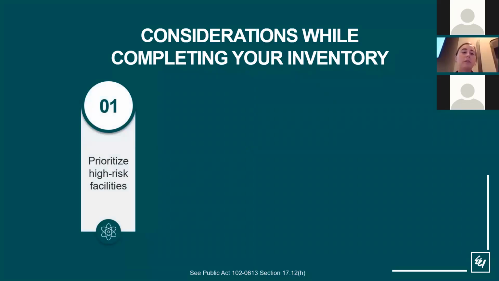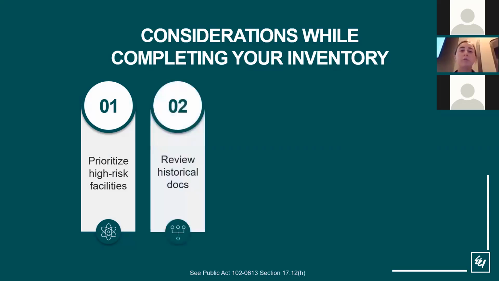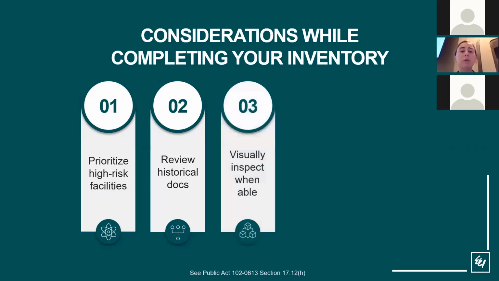The first consideration would be prioritizing high-risk areas and facilities. These would be schools, parks, hospitals, clinics, things of that nature, and prioritizing those inspections first. You'll want to review any historical documentation that you already have. This could be paper atlases, service line cards, as-built drawings, local plumbing code changes, stuff like that. Third, you'll want to visually inspect these service lines anytime you're available. This might be during regular distribution system maintenance, emergency repairs, things like that.